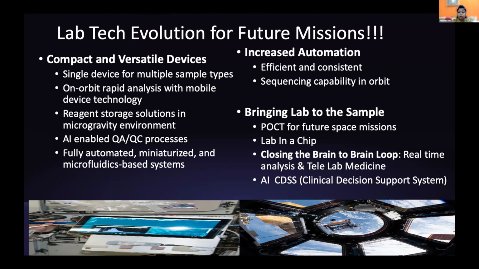Then reagent storage solution is very, very important because there has been an observation of degradation of reagents, specifically with the WBC analyzer that was used on the ISS. Then we need to have a quality control plan, which can also be AI enabled because we have those in our laboratories. So that is something probably needed to be considered. It should be fully automated, miniaturized systems, which can also be microfluidic based because they work very well in microgravity. So the crux is that there is an increased need of automation because of the limited crew time that is available on board the ISS.